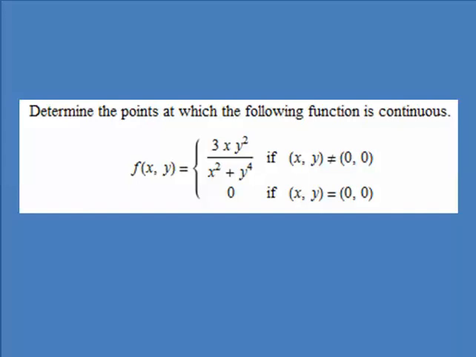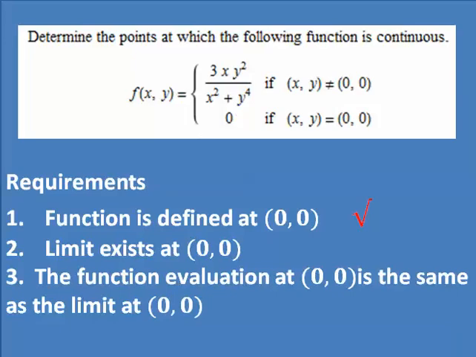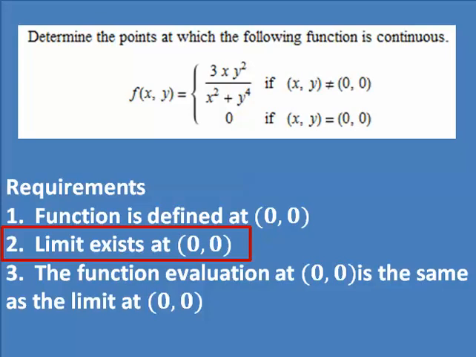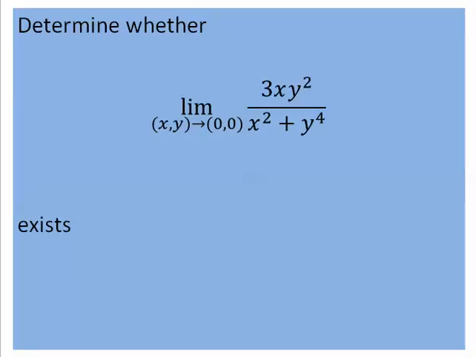Determine at which points the following function is continuous. The only possible point of discontinuity is the point (0, 0), so we will check there. The requirements are that the function has to be defined at (0, 0), the limit has to exist, and the function evaluation at (0, 0) is the same as the limit. Well, certainly the function is defined at (0, 0). So let's check to see if the limit exists. We're checking this limit.